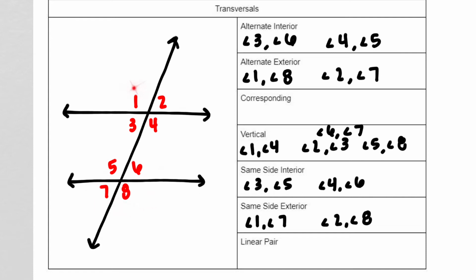Your corresponding angles are in the same position on these little 4s, but on the bottom. So like 1 is in the top left, so its corresponding is 5. That's on the top left down there. So I'm going to go ahead and list out the corresponding angle pairs.